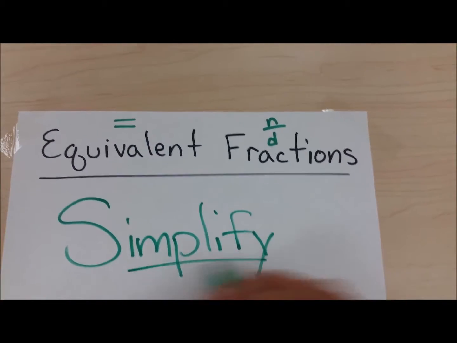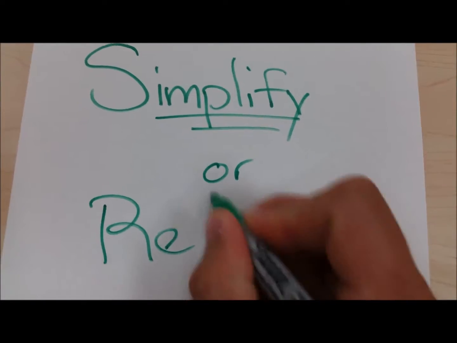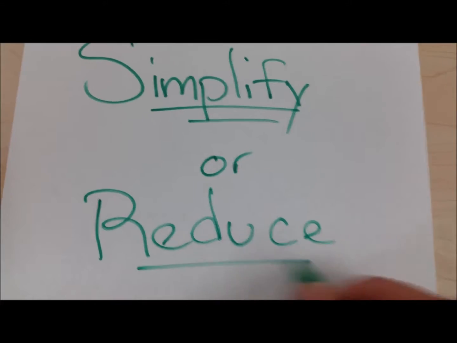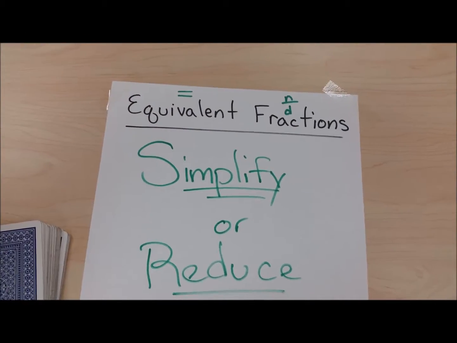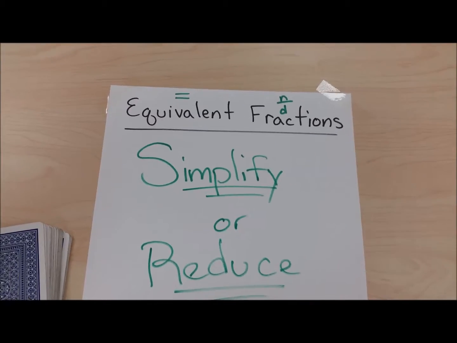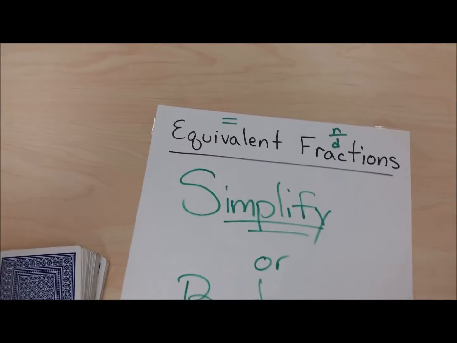simplify or reduce our fractions, we are going to have everything that's equal to itself. So numerators are going to be the same, denominators are going to be the same after we simplify or reduce the fraction. So let's talk about an example here.